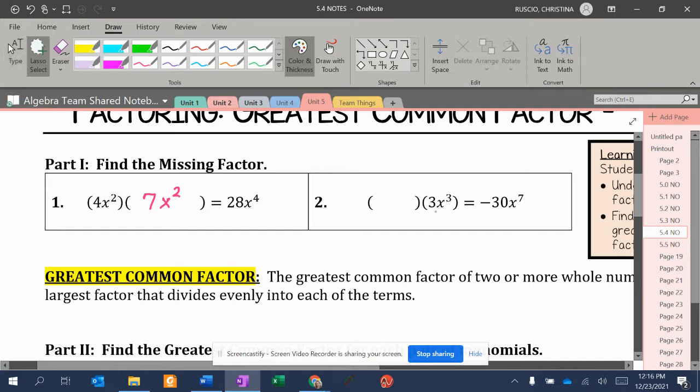All right, let's do the same thing here. What times 3x cubed will give us negative 30x to the 7th? Well, negative 10 times 3 is negative 30, and x to the what? Well, 7, 6, 5, 4, because when we multiply and have the same base, we add the powers, so 4 plus 3 is 7. So the missing factor was negative 10x to the 4th.